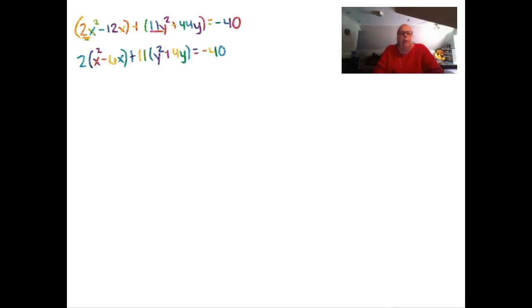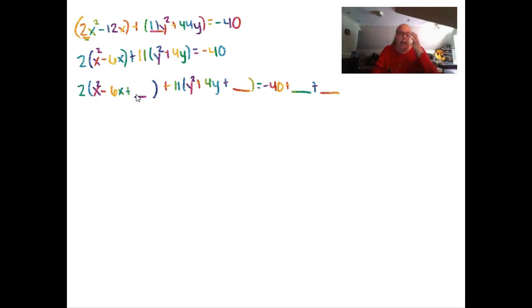Now, the next thing I'm going to do is add something to both sides of my equation. Right here, and right here, because I can't add something on one side of the equation without adding it to the other, since I do have the equals there.